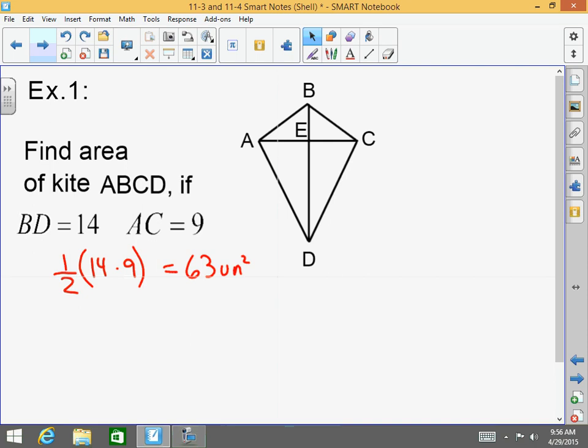I'm looking for area, correct? So area would always be units squared. Okay? Does that make sense, guys?